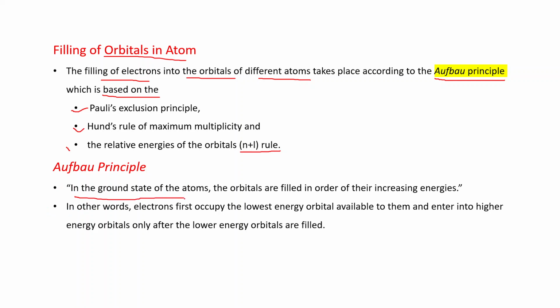In the ground state of the atoms, the orbitals are filled in order of their increasing energies. In other words, the electrons must occupy the lowest energy orbital available to them and enter into higher energy orbitals only after the lower energy orbitals are filled. This is called the Aufbau Principle. And the relative energies of these orbitals are determined by the n plus L rule, which we have discussed already.